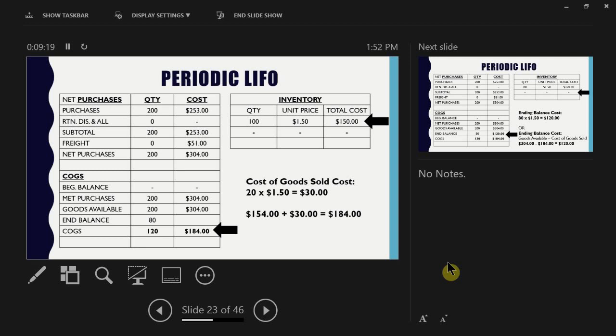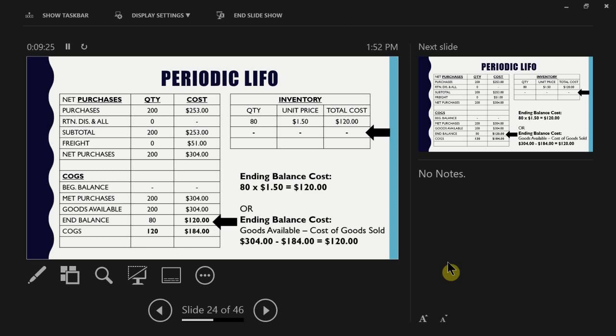Once we solve for our cost of goods sold, now we must compute our ending balance. You could choose either way. Either you recognize that my ending inventory should be 80 anyway, and because it's the beginning balance I had earlier, it should be $1.50. So $1.50 times 80 is going to give me $120. Or I can just know this: if I have goods available of $304 and I sold $184, how much should I have left? $120. Either way you solve for it, it's going to be correct.